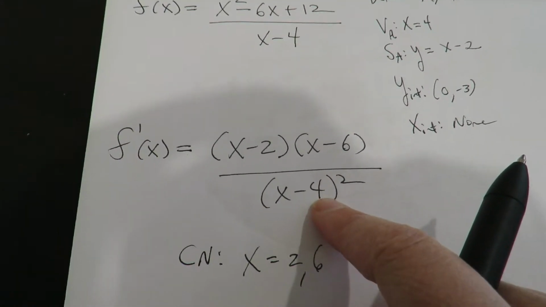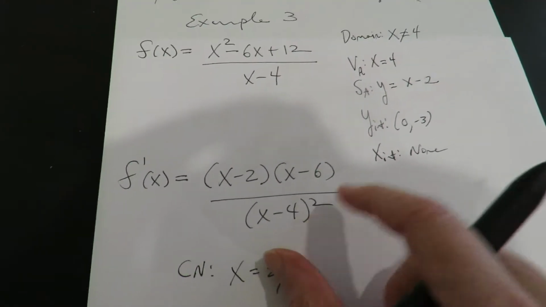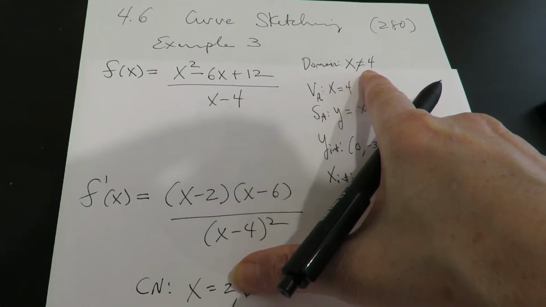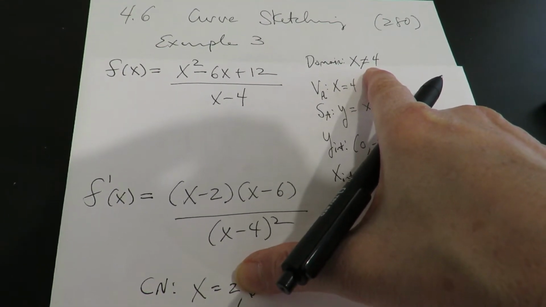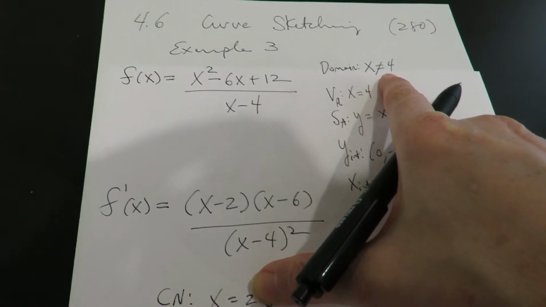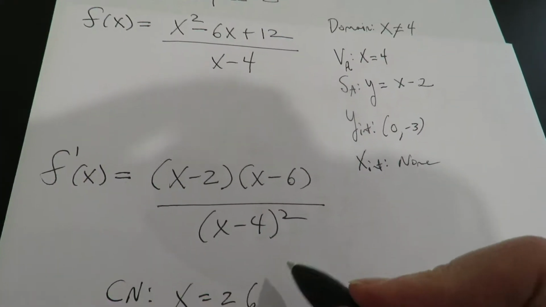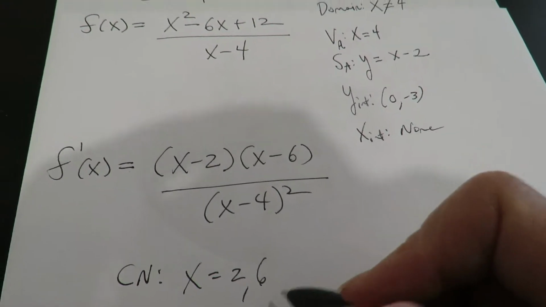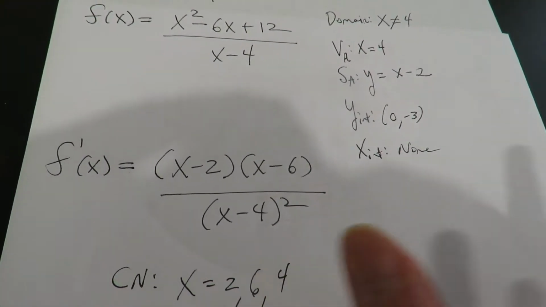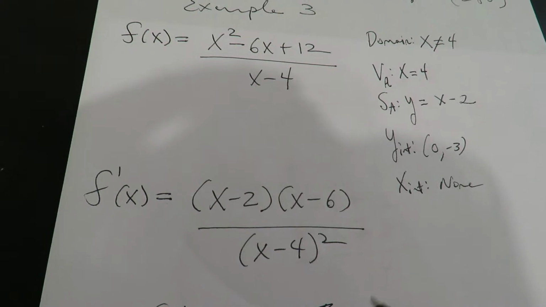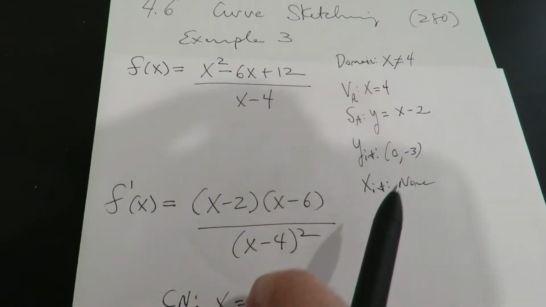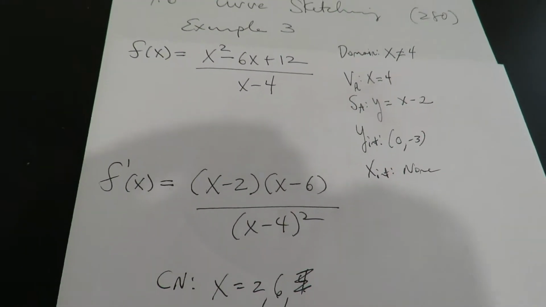If you set the denominator equal to 0, you get 4, but 4 is actually the domain restriction, so you don't want to put it in both categories. So I'm not going to include 4. If on the test you happen to include 4, I'm not going to mark it wrong, but it technically should be in one or the other category, not both.